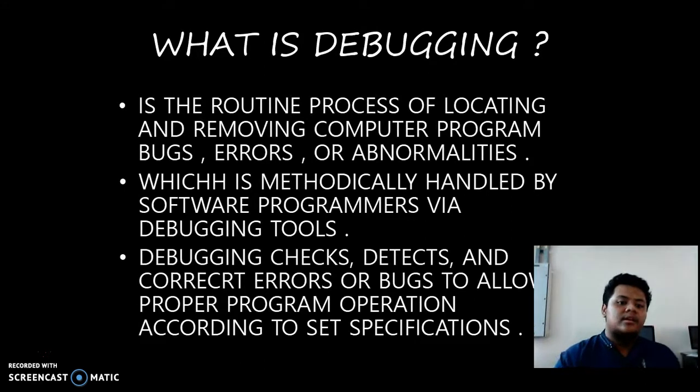What is debugging? Debugging is the routine process of locating and removing computer program bugs, errors, or abnormalities, which is methodically handled by software programmers via debugging tools. Debugging checks, detects, and corrects errors or bugs to allow proper program operation according to set specifications.